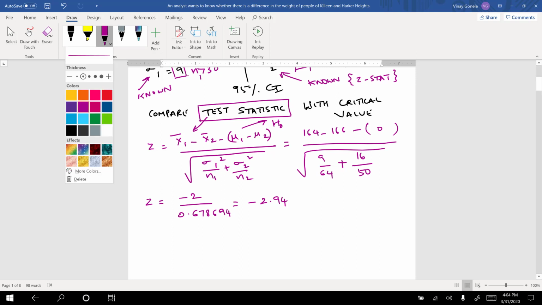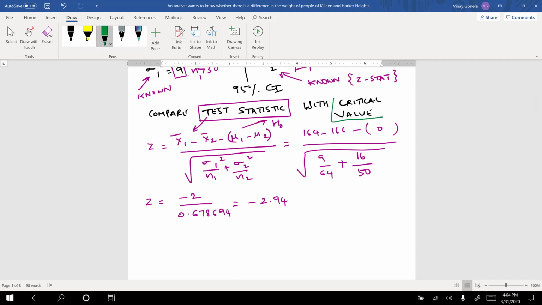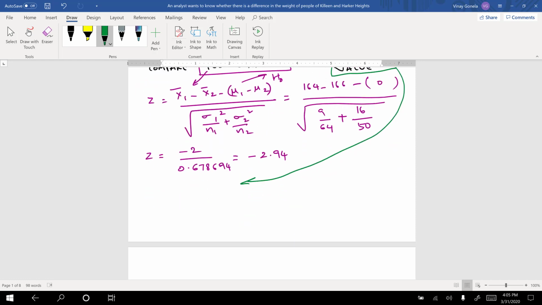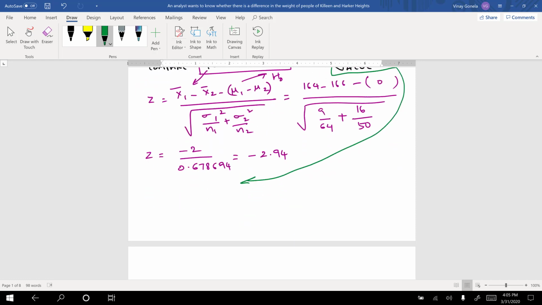So the next step is to calculate the critical value. To do a critical value, we will look at whether it is a one-tail problem or a two-tail problem, because we say mu1 is equal to mu2, both are equal. If mu1 is less than mu2 or if mu1 is greater than mu2, that means this hypothesis becomes false. So we can disprove the null hypothesis on both sides of a normal distribution curve. So that means our critical value will be z alpha over 2.